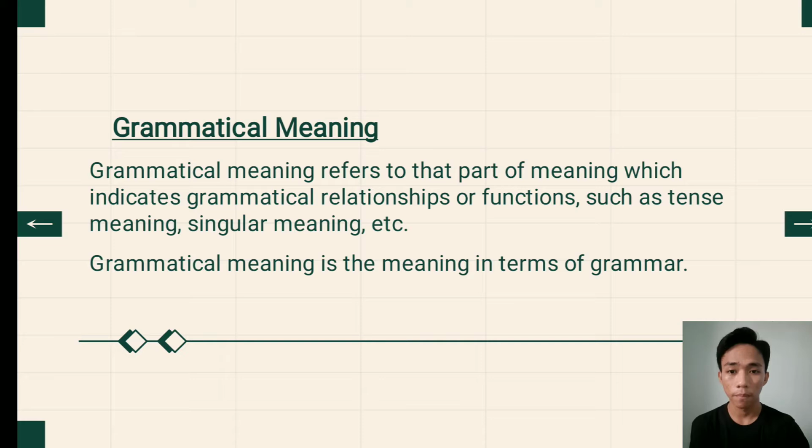Next, grammatical meaning. Grammatical meaning refers to that part of meaning which indicates grammatical relationships or function, such as tense meaning, singular meaning, and etc. And we can say that grammatical meaning is the meaning in terms of grammar.